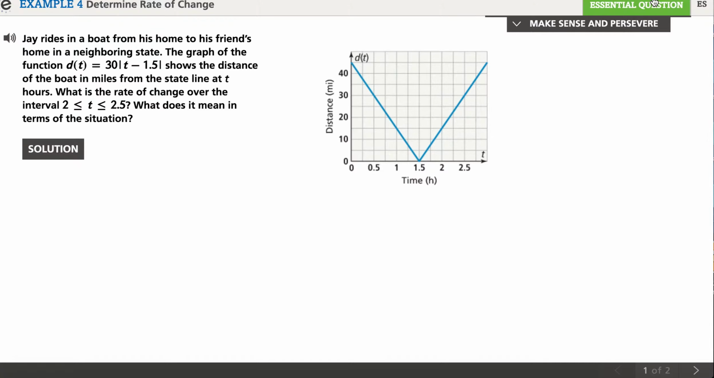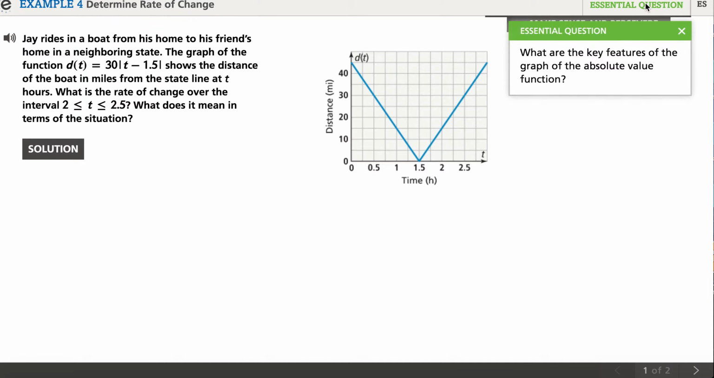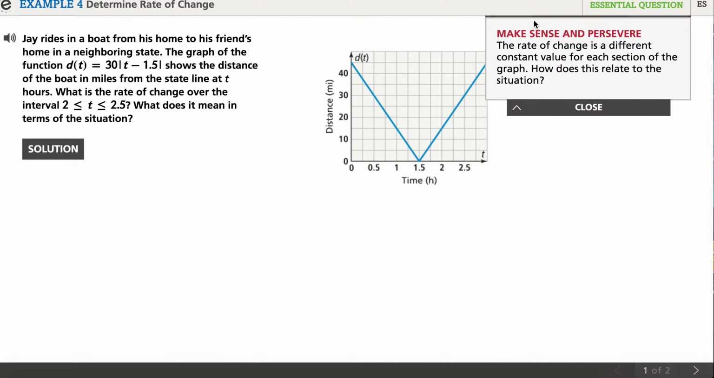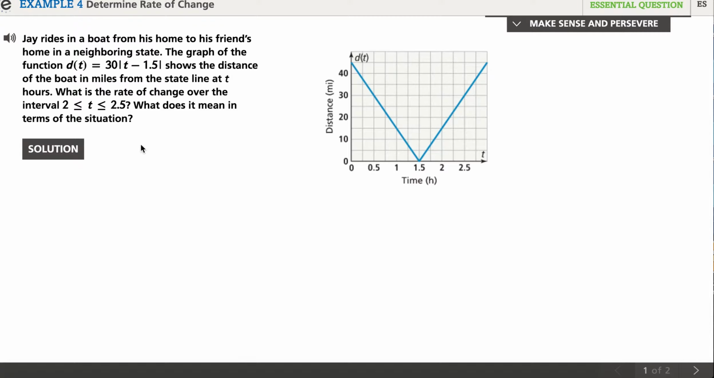Now, the essential question for this kind of skill is: what are the key features of the graph of the absolute value function? What do you see? How do you observe the graph? What patterns do you see? Make sense and persevere. The rate of change is a different constant value for each section of the graph. How does this relate to the situation? Let's see what the solution is telling us about this graph.